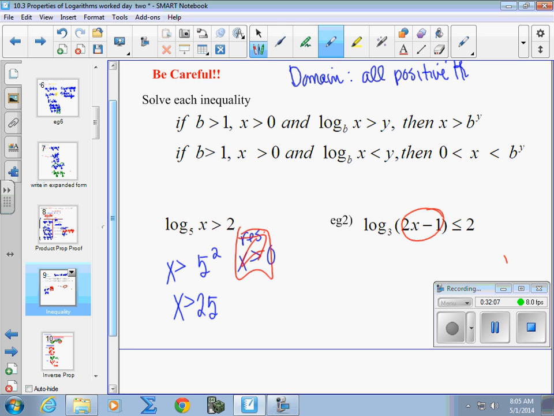So this is the negative restriction. We have 2x minus 1 is greater than 0, so 2x is greater than 1, so x is greater than 1/2.